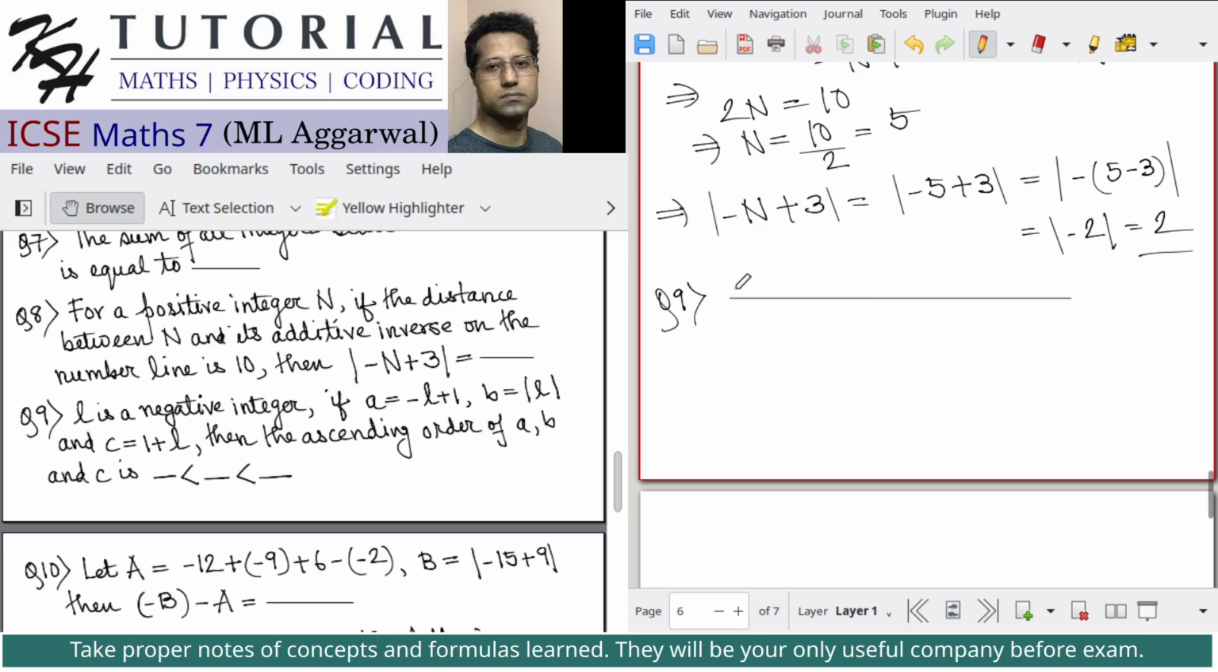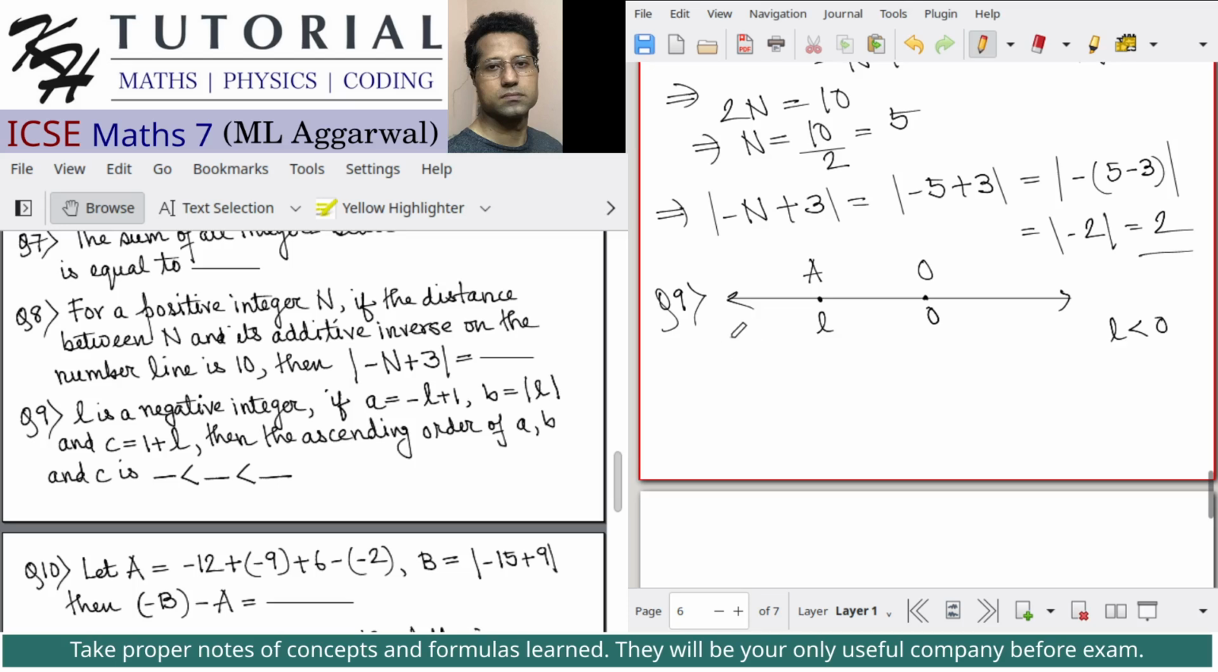So on the number line, let's say this is the origin O that represents the integer value 0, and somewhere here is L. Remember, L is a negative integer. Let's say this is marked by the point A. Now, we have L is a negative integer, so L is less than 0.